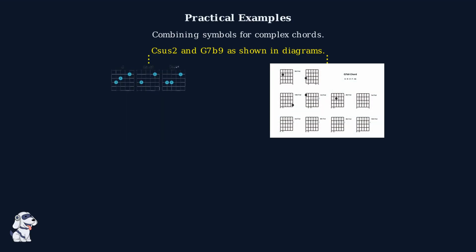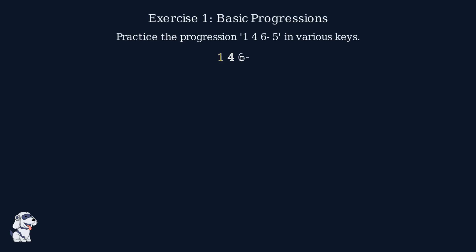Diagrams illustrate suspended chords like Csus2 and Csus4, as well as chords with accidentals such as G7b9, which includes a flattened ninth. This exercise focuses on practicing the basic progression 1-4-6-5 across different keys to reinforce chord relationships.